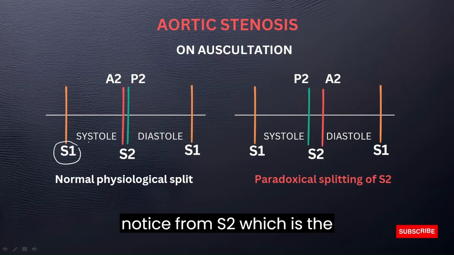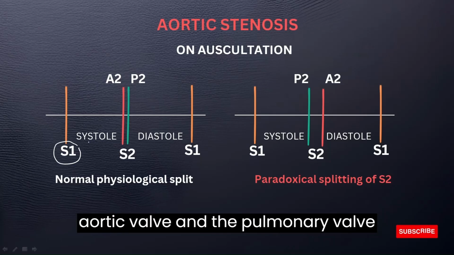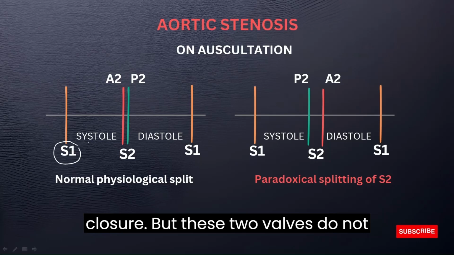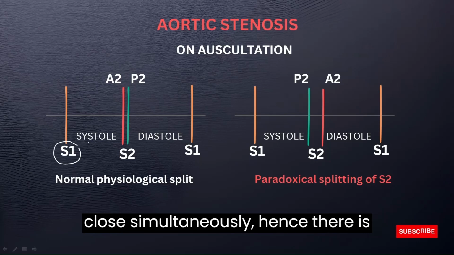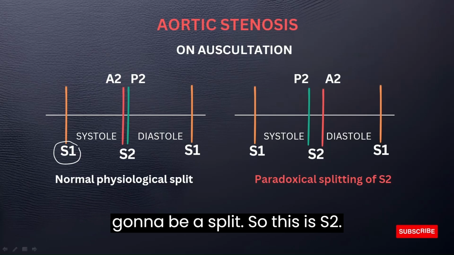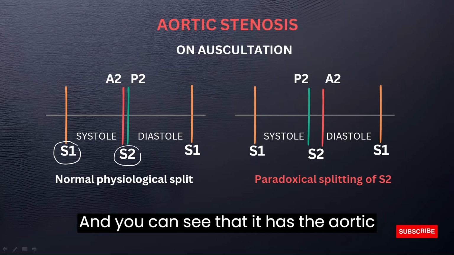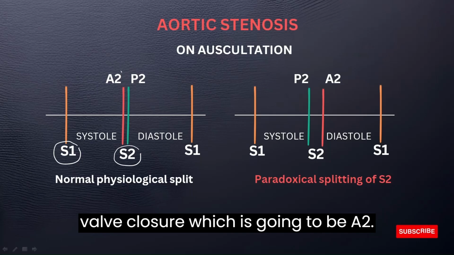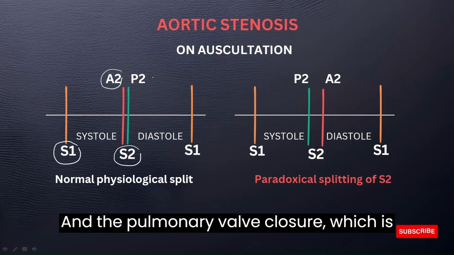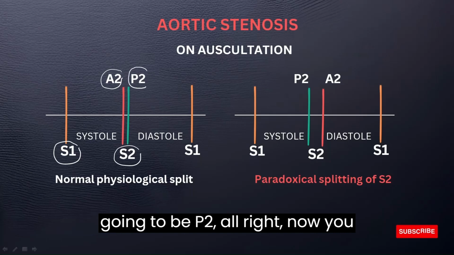But you can notice from S2, which is the aortic valve and the pulmonary valve closure, that these two valves do not close simultaneously. Hence, there is going to be a split. So this is S2. And you can see that it has the aortic valve closure, which is going to be A2, and the pulmonary valve closure, which is going to be P2.